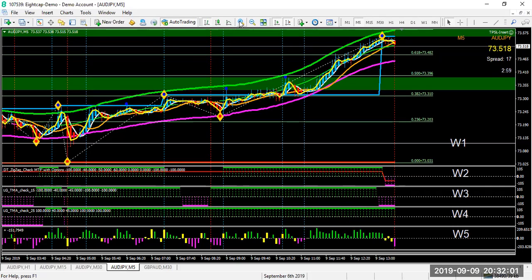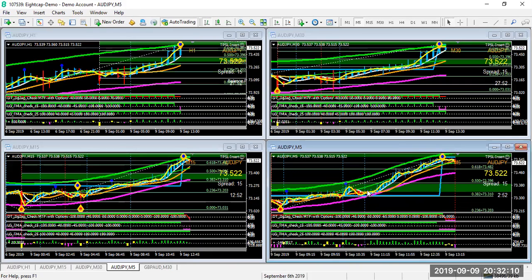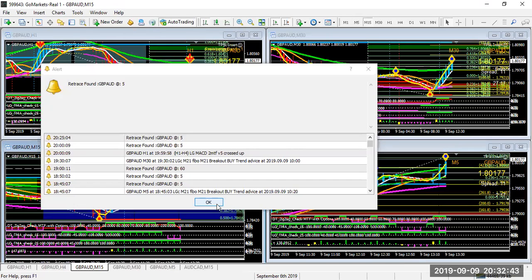The market's in the throes of completing its targets, and has achieved quite a few targets. Now, it's just going to push up a little further, but it's definitely not ready to come down yet on Aussie yen. And certainly, let's just have a quick look at Aussie.